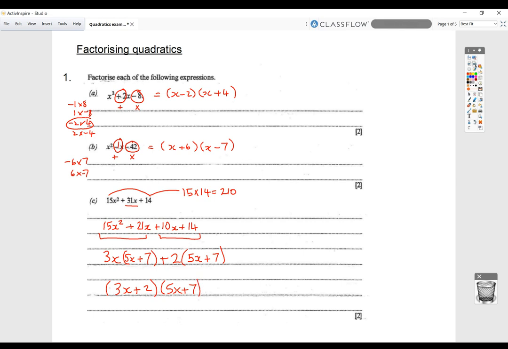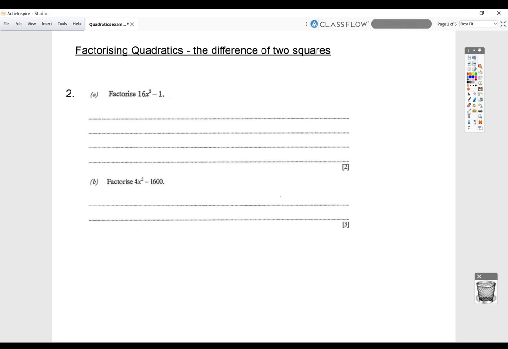Now, a couple to look out for are these special ones. These are the difference of two squares. When we factorize these, what we have to do is take the square root of each individual term. So for 16x squared at the beginning, the square root of that is 4x. So both of these begin with 4x, 4x. And the square root of 1 is 1. To create -1 when we expand these two brackets, we have to have different signs. So it's 4x plus 1, 4x minus 1.